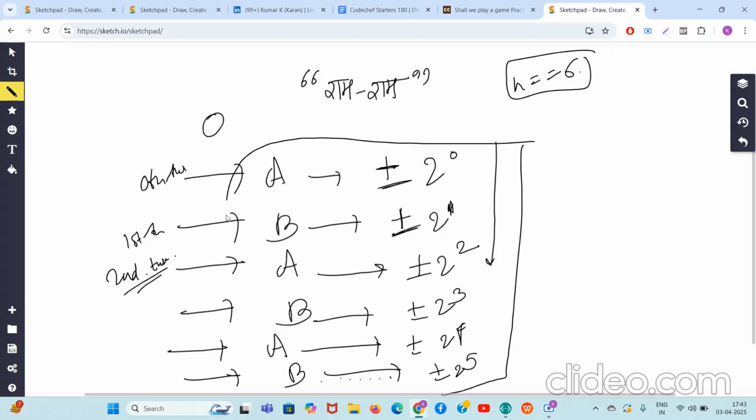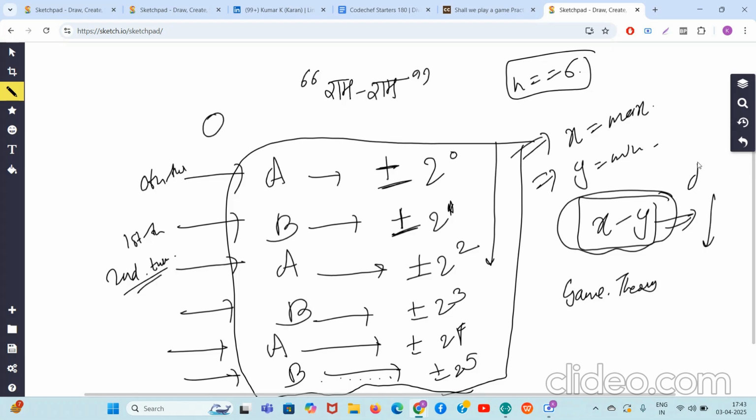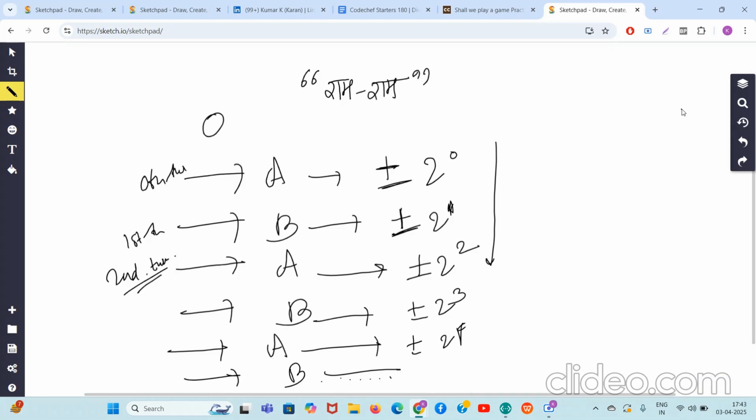This procedure will happen. In this procedure, let's say x is the maximum value you got, and let's say y is the minimum value you got. You have to find x minus y. But this is a game theory problem. Alice will always try to make sure that x minus y decreases, and Bob will always try that x minus y increases. If both of them play their game optimally, what is going to happen? That's what they are asking.